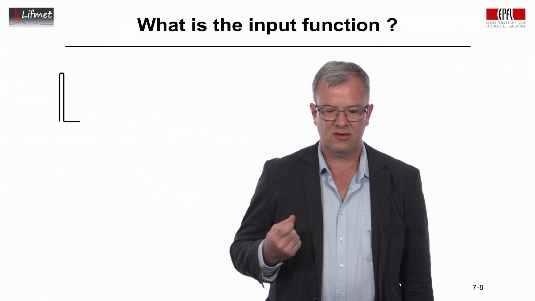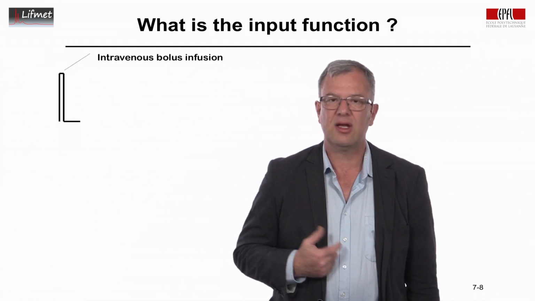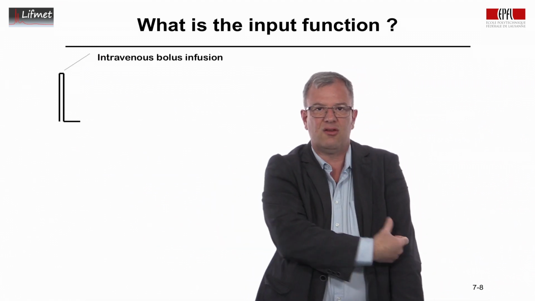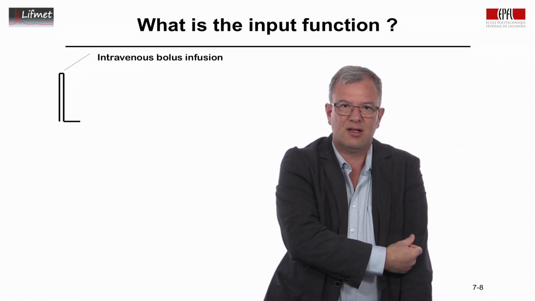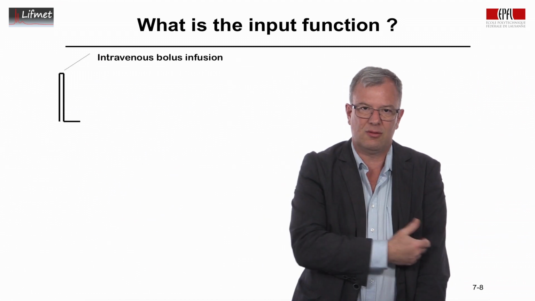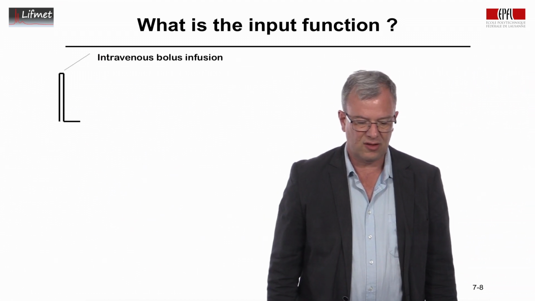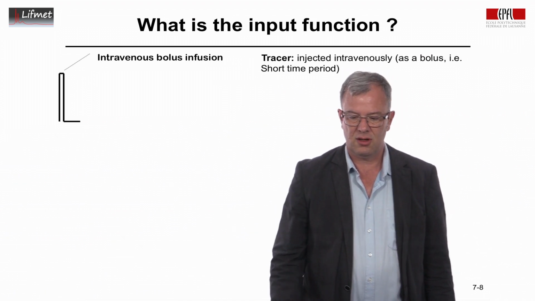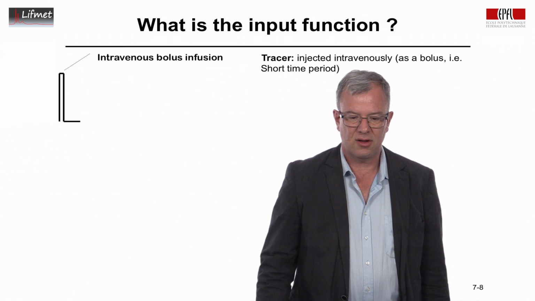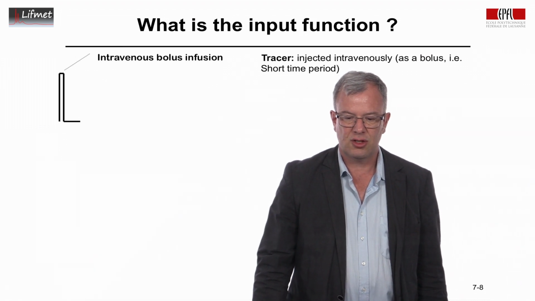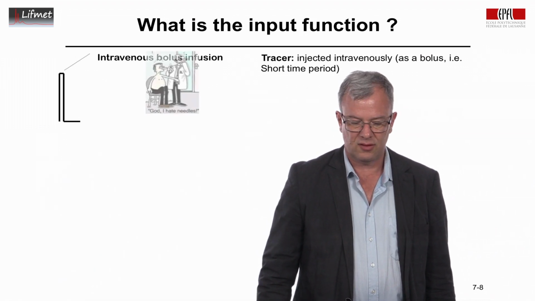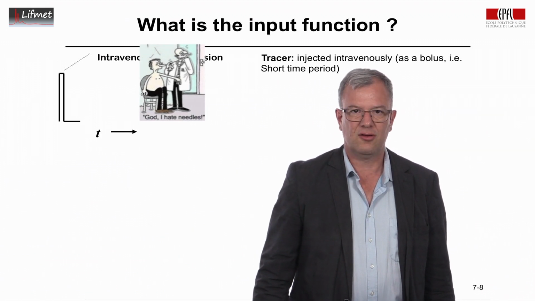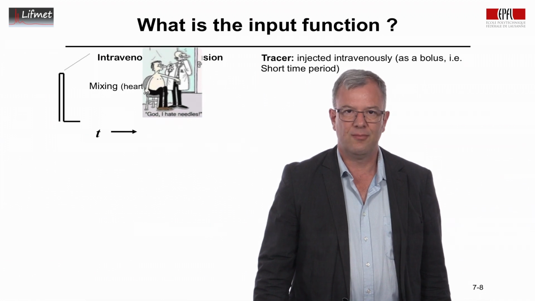We'll infuse this tracer with a so-called intravenous bolus infusion. This basically means we'll take the syringe and inject the tracer into the bloodstream in a relatively short time. That's what the bolus means. Intravenous, obviously, means into the veins, so it's a very fast application. So the tracer goes into the vasculature in a short time as a bolus.